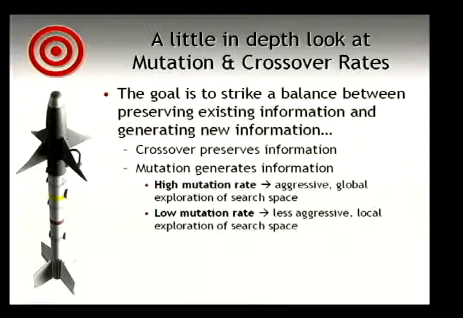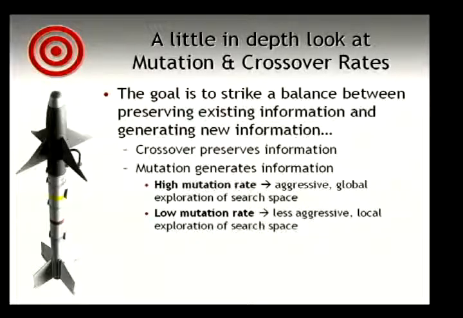So I told you there were certain parameters for each one of these. One of the things that you have to sort of find a balance between, strike a balance between, is mutation and crossover rates. The goal, or what you're striking a balance between, is preserving existing information and generating new information. Crossover preserves information in the population, but mutation generates new information. It's generating new information at the cost of destroying what you've already learned.